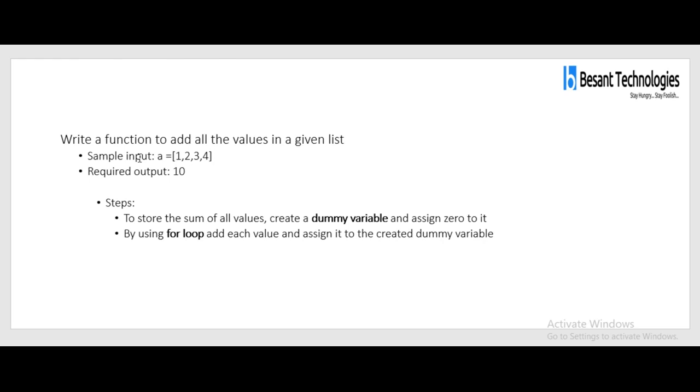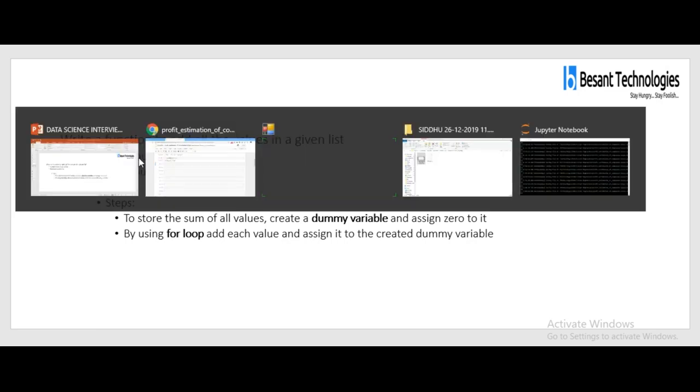Next, write a function to add all the values in a given list. First, we have to create a list with certain values. Then we have to add all those values in that list and store it in a separate variable. This is the task here. How we can perform this using a function is, first you have to define the function, then you have to give a user defined name to it, then you start coding your Python code. We can see how we can do this in Python.